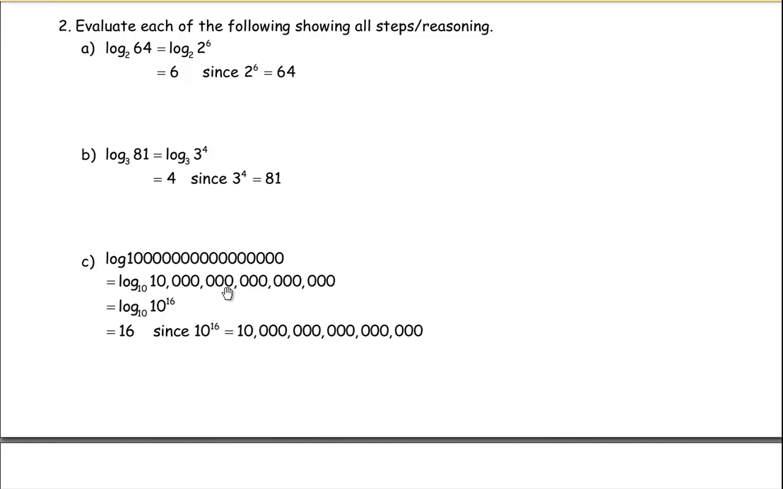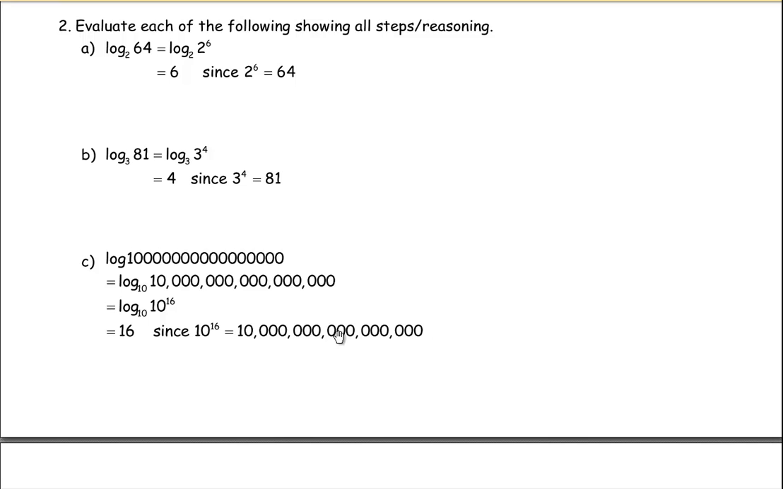For question C here, you're asked to find the logarithm of this really large number, and it might be convenient to put some commas in here so you can count the zeros more conveniently. So there's 3, 6, 9, 12, 15, and one more makes 16. So that's actually 10 to the power of 16. And again, the base of the power and the base of the logarithm are both 10, so that would equal 16. And again, it equals 16 because 10 raised to the power of 16 equals that large number.